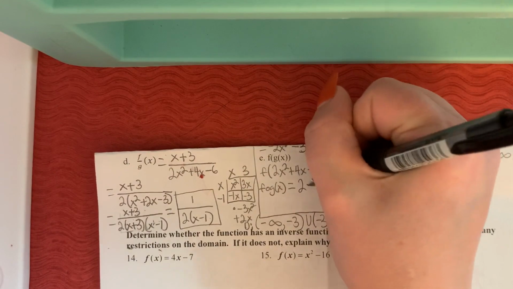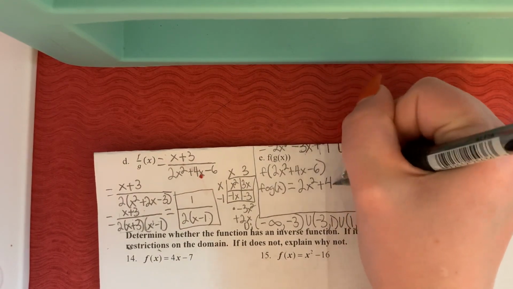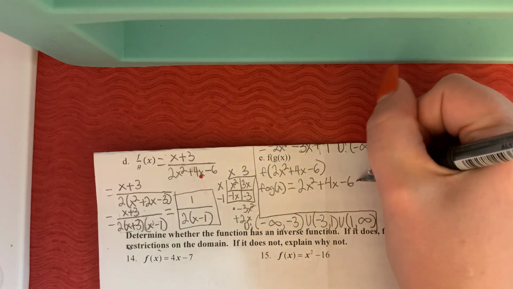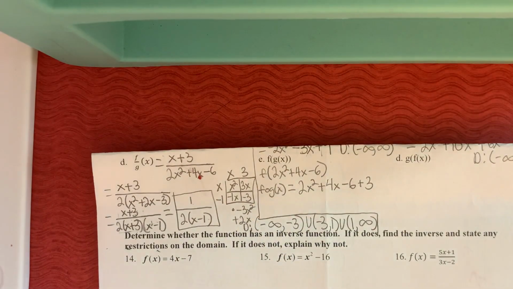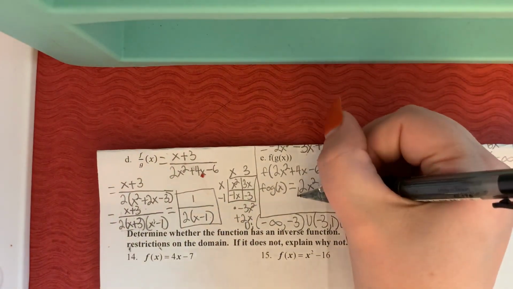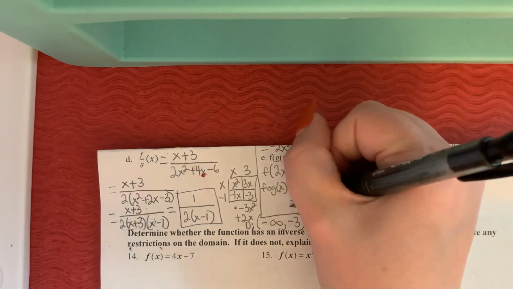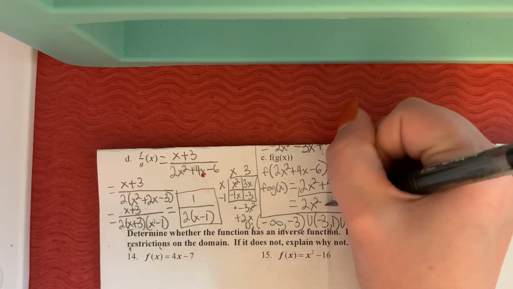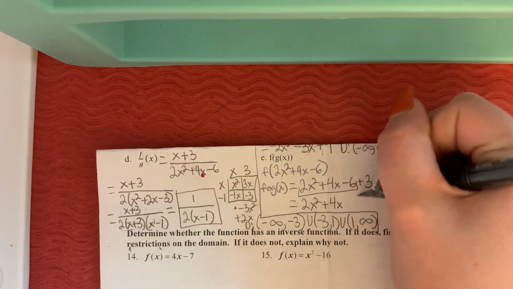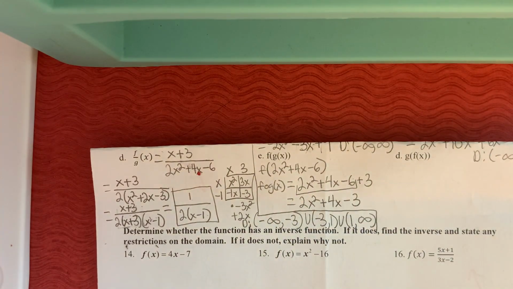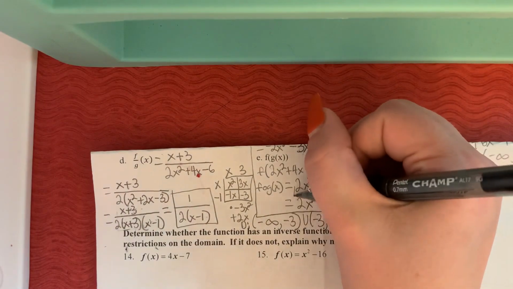So that'll be 2x squared plus 4x minus 6 plus 3, right? Because f of x was x plus 3. So we plugged in this whole thing for x, and then we added that plus 3. So our equation will be 2x squared plus 4x, and then negative 6 plus 3 is negative 3. And we don't need to state the domain and range for the composition, so we'll just leave it like that, and that would be our answer.